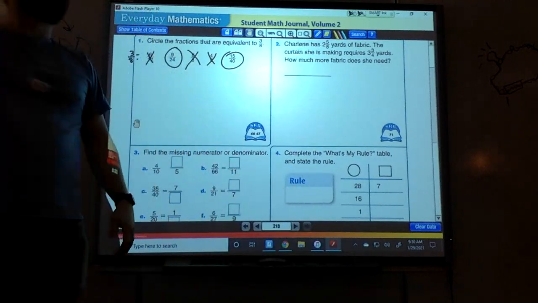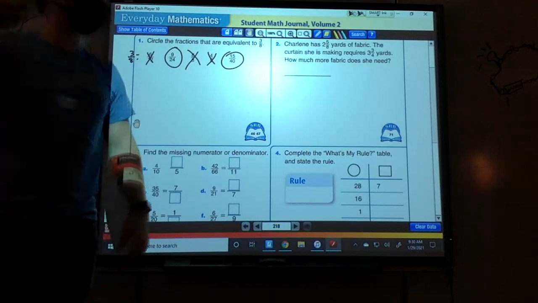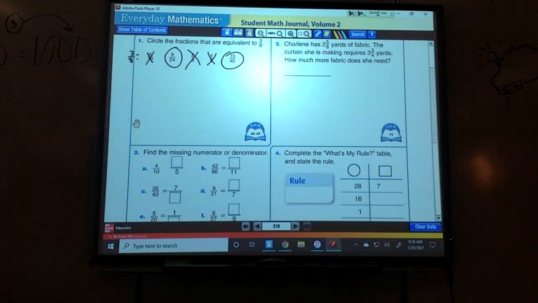Charlene has 2 5/8 yards of fabric. The curtain she is making requires 3 3/4 yards. How much more fabric does she need? She came up short. She needs more. How much more? So here's the 2 5/8. There's 3 3/4. How much is that? What do you need to do with that? Find the difference.